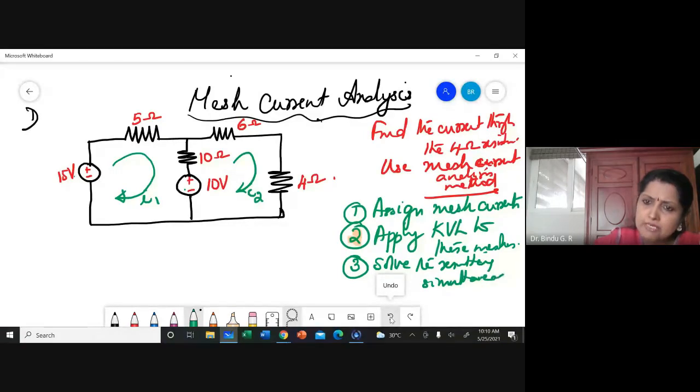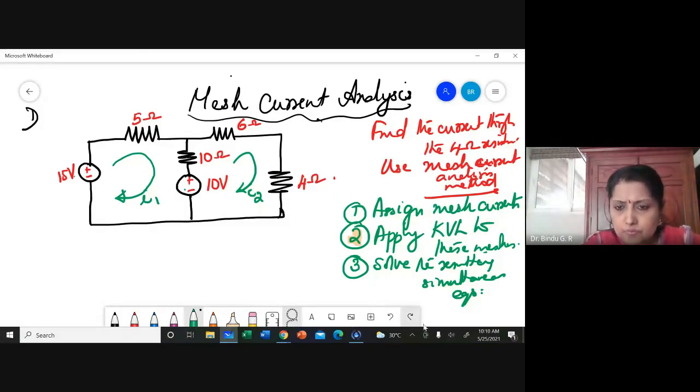What do you mean by simultaneous equations? Equations which contain terms in I1 and I2. Because you have considered two meshes and you are writing equations for each mesh, you will get two equations in the unknowns I1 and I2, which is more than enough to solve for the values of I1 and I2. These are the steps involved.